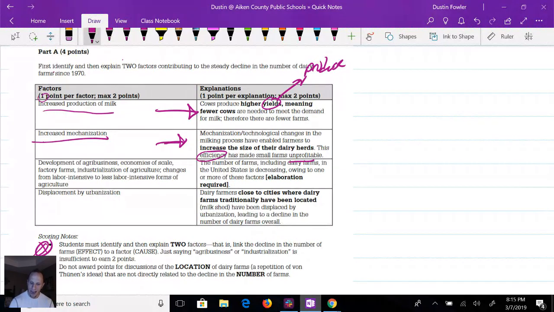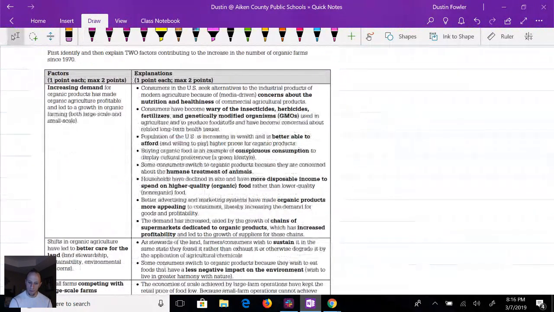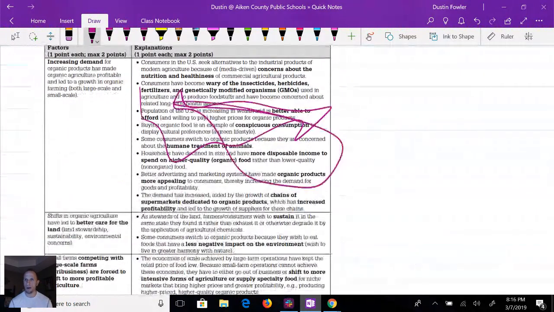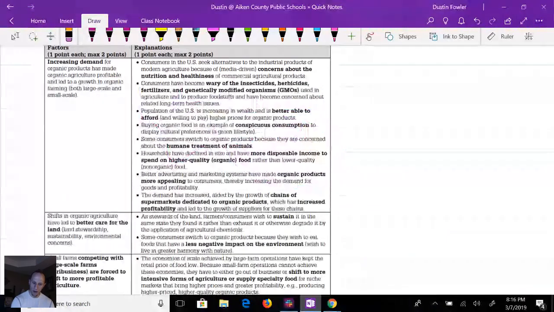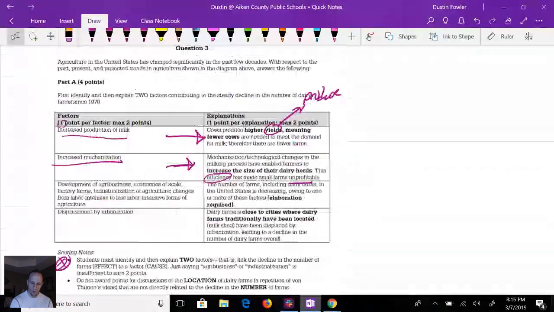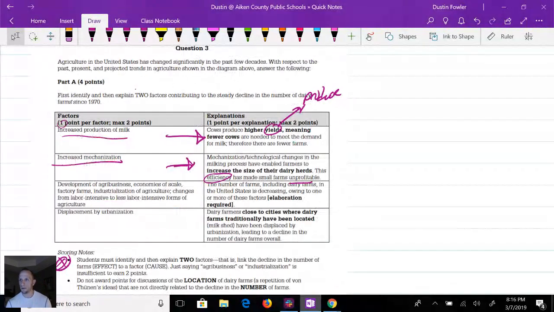Now, the rubric's the exact same for part 2, except you're looking at the factors for why organic farms are on the rise. All right, and there is a lot you can say here. Y'all see that? There's a lot of things you can explain having to do with that one identification or this one identification. Now, real quick, I just mentioned you can get a point for the ID without getting the point for the explanation. Can you get the point for the explanation without the point for the ID? The answer is yes.